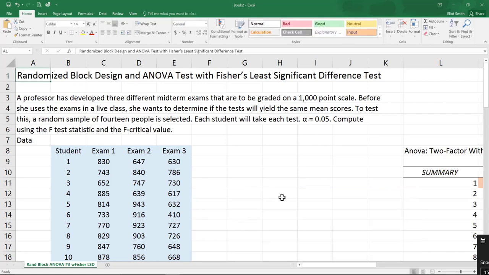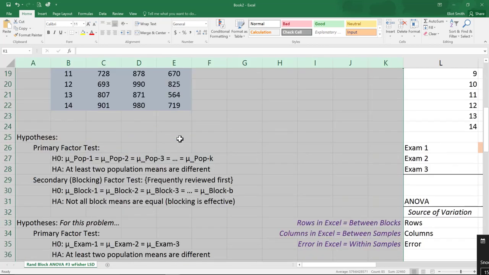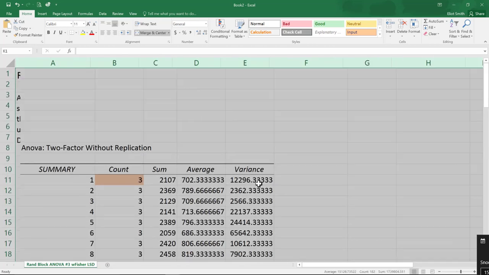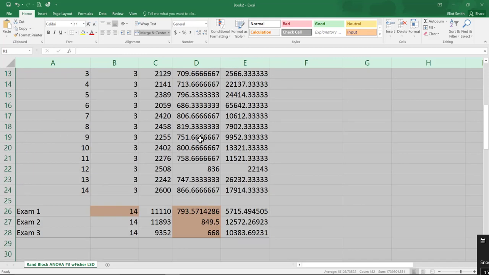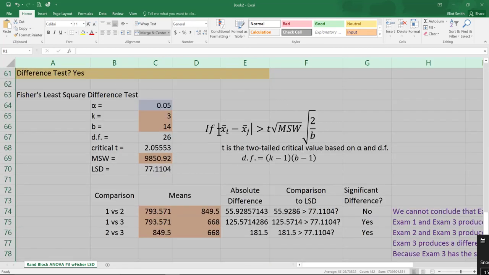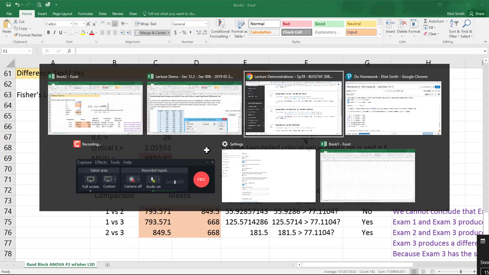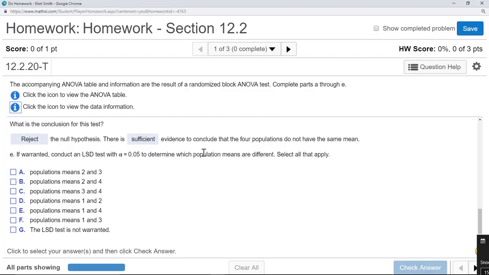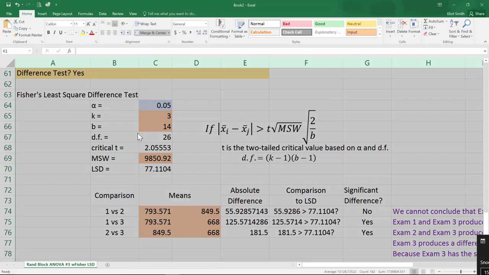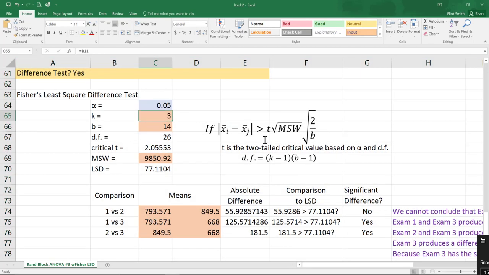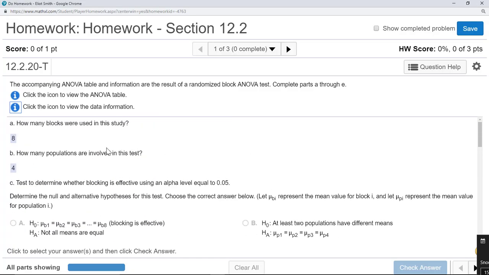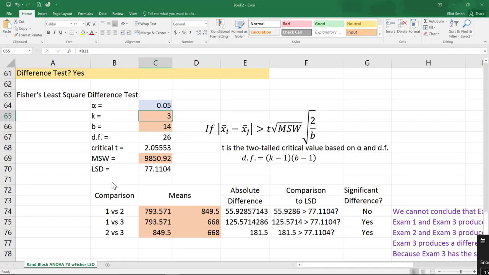And I'm going to start getting rid of a few things here. Don't really care much except about the output here on the Fisher's least square part, here near the bottom. So let's start filling it in. All right, so we know that K is 4 from up here at the top. We know B is 8 also from there at the top.